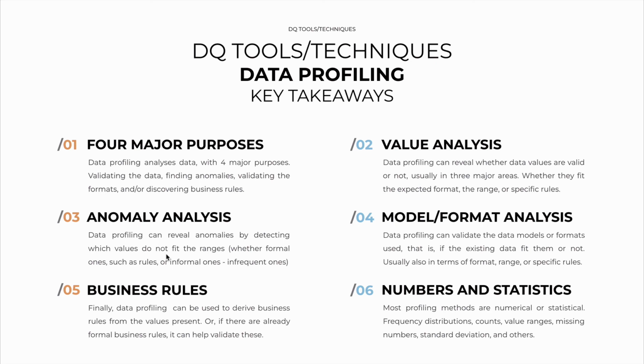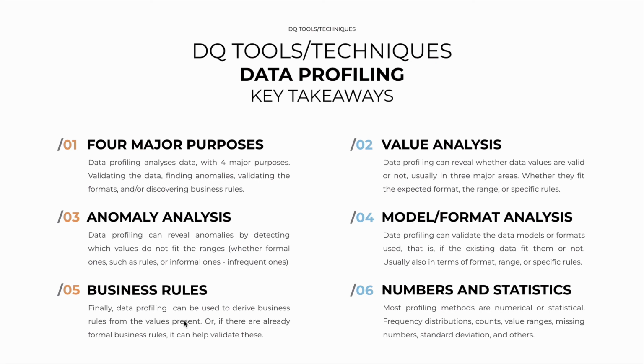Then, data profiling can reveal anomalies. It detects which values don't fit the ranges, whether formal ones, such as rules, or just informal ones, such as frequency distributions. These are outliers, and they may be errors or not at all. Then, data profiling can validate the data models or formats used. That is, do the existing data fit these formats or not? Usually, it also performs analysis in terms of whether a format is correct or not, whether a data range is the right one or not, and whether specific business rules are right or not.